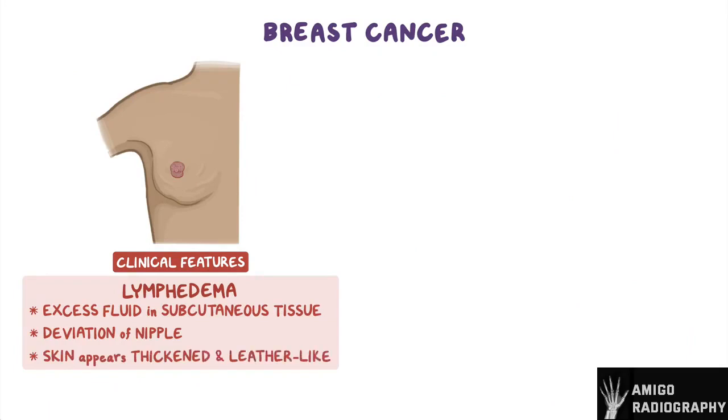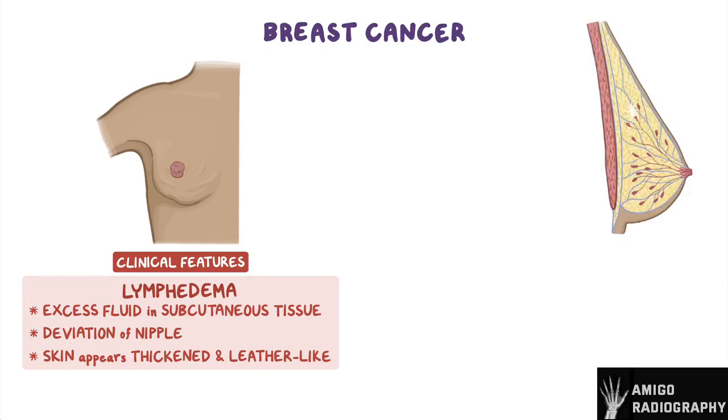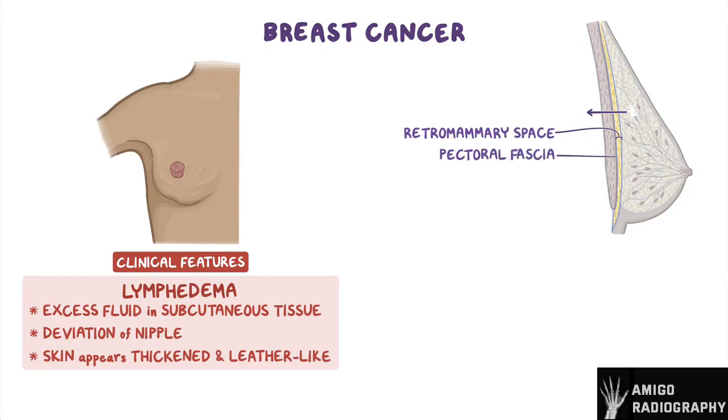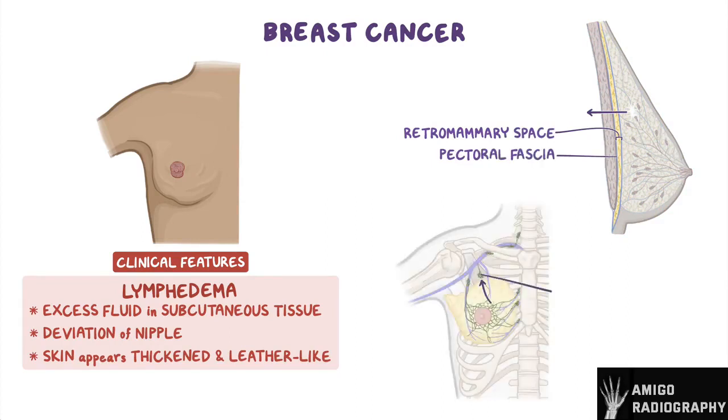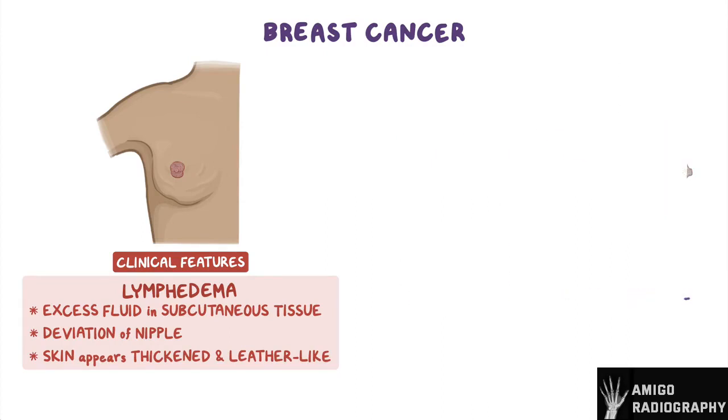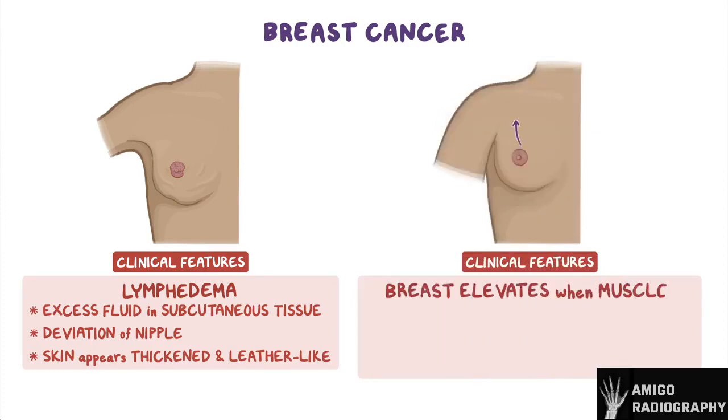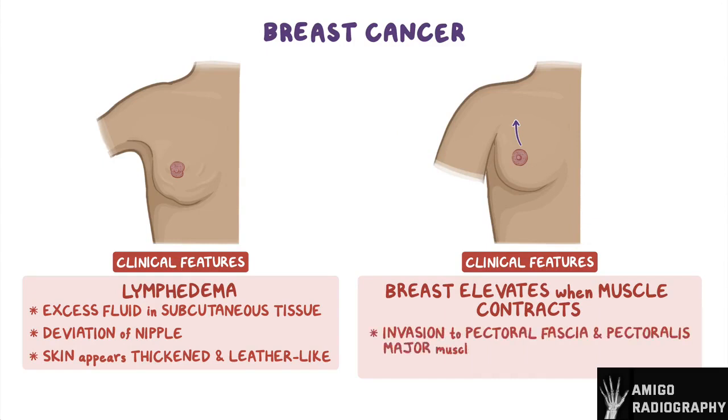Cancer cells can spread through contiguity, which is when the adjacent tissue is invaded. When breast cancer cells invade the retromammary space or the pectoral fascia, or when they metastasize to the interpectoral nodes, the breast elevates when the muscle contracts, and this usually signals advanced cancer. Furthermore, the local cancerous invasion to the pectoral fascia and pectoralis major muscle below may result in deep fixation of the breast tissue.